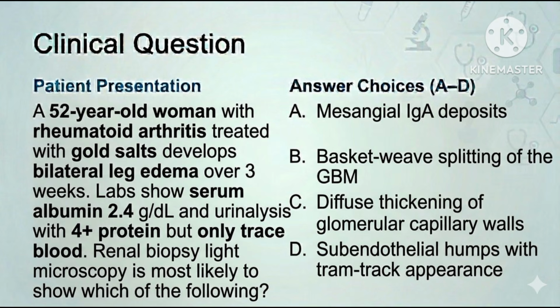Look at this question stem. 52-year-old woman using gold salts for rheumatoid arthritis develops features of nephrotic syndrome such as bilateral leg edema, low albumin, proteinuria. This is membranous nephropathy. Biopsy will show thickened glomerular basement membrane with subepithelial immune complex deposition.